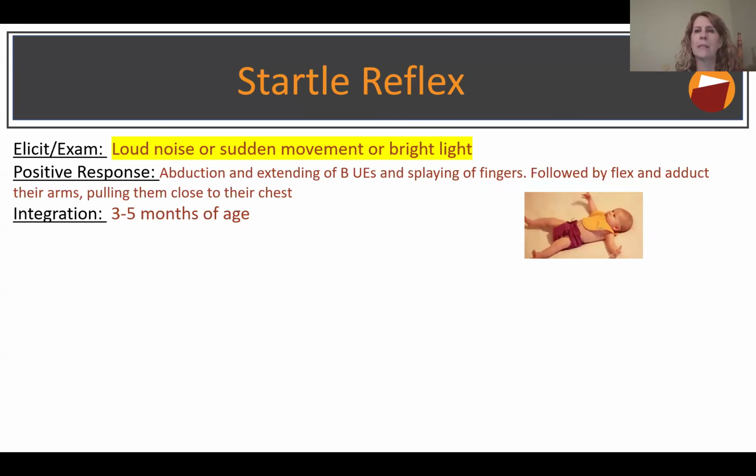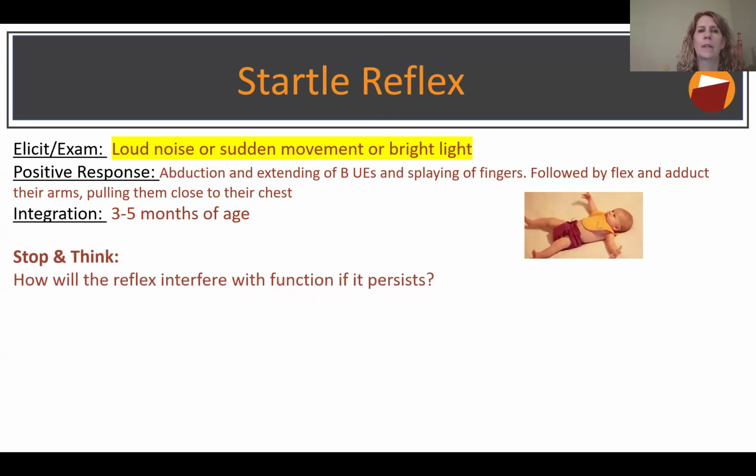But the response is the same. They're going to get the abduction, the extension, the splaying of the fingers. It's all the same. The difference is the stimuli. All right, so what's it going to interfere with?